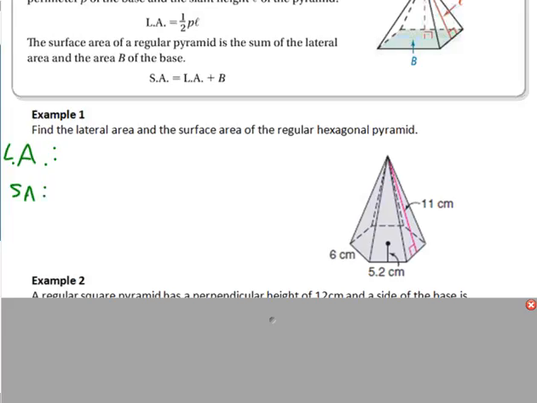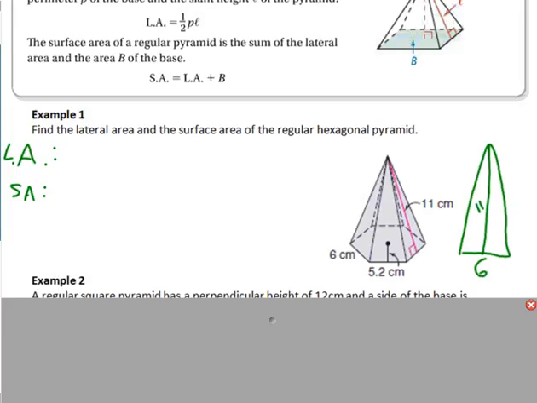We're given that this side is 6. If we pull out one of those triangles, the base of it is 6. We also have to find the area of the base after we've found the lateral area. We have to find the slant height of that side, and we're given that it's 11.